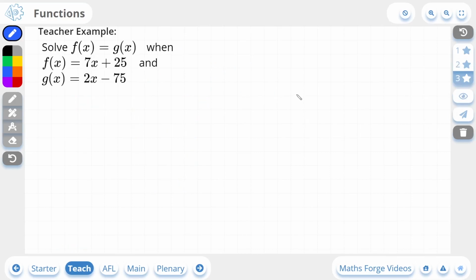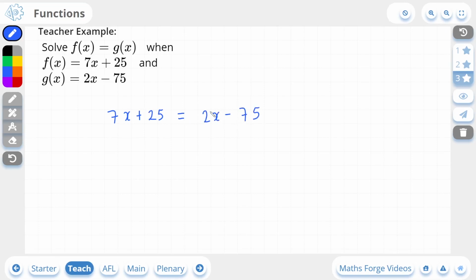Now let's do a 3-star example. Here we're being asked to solve the function f of x when it is equal to g of x, a different function. And they've given us both of these functions here. So just as we've done for the 2-star example, we're going to equate these two expressions to each other. So if f of x is equal to g of x, we can replace f of x by 7x plus 25. And this is equal to g of x, which we can replace by 2x minus 75.